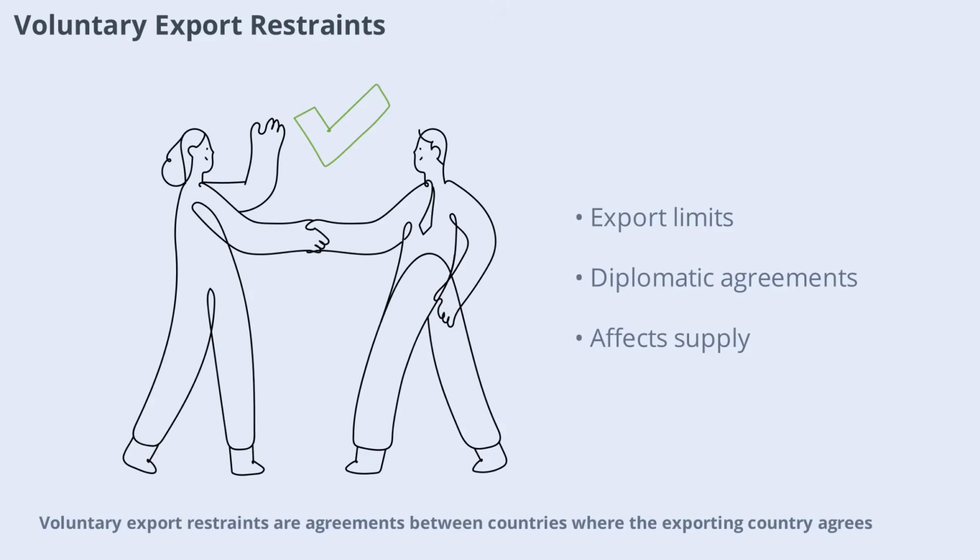Voluntary export restraints are agreements between countries where the exporting country agrees to limit the amount of a product it sends to another country. These are usually negotiated to avoid harsher restrictions like tariffs or quotas. While called voluntary, these restraints are often the result of diplomatic pressure and can still limit consumer choices.